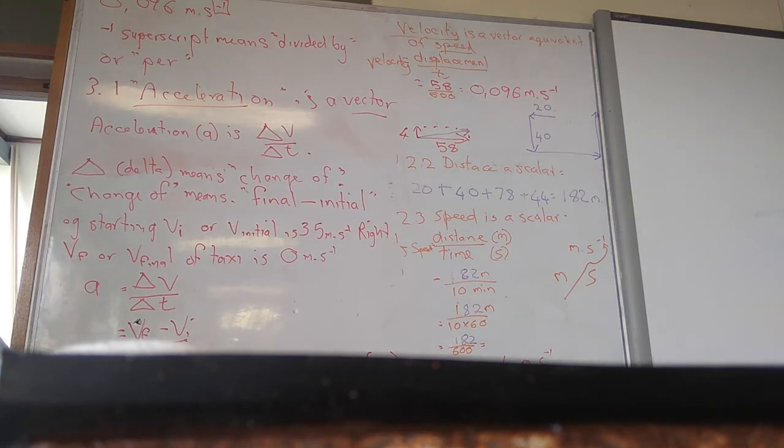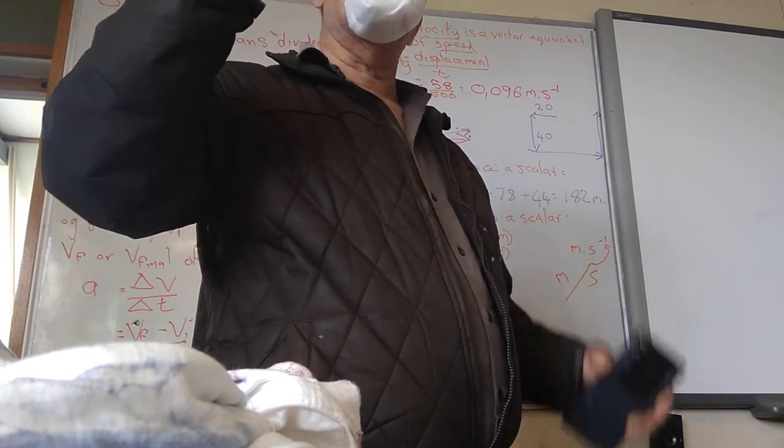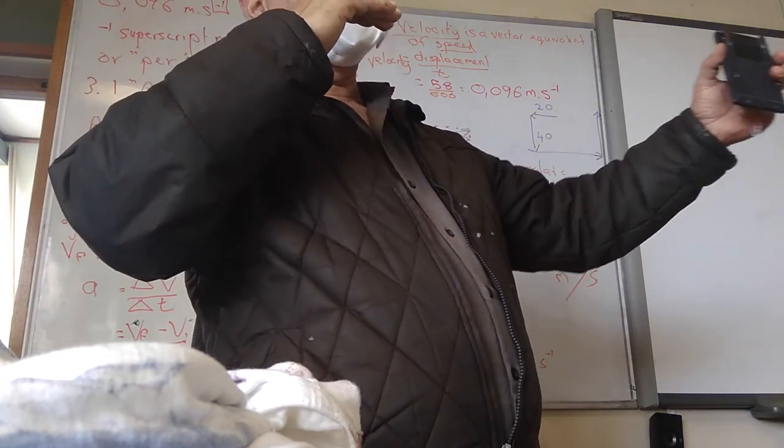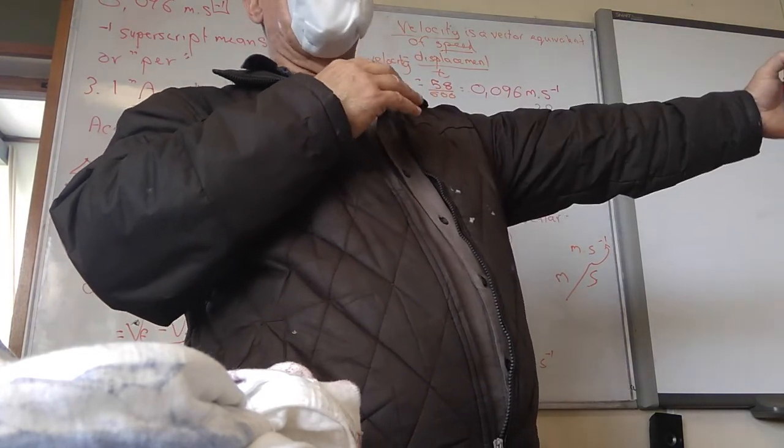You can get a positive vector and a negative vector. You can get a positive acceleration, or a negative acceleration. A negative acceleration means it's in the opposite direction to the movement. So the taxi is moving right, but the acceleration is left. Okay, let's have a look at the questions.